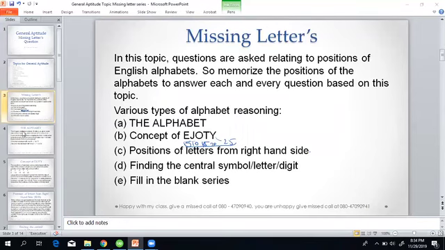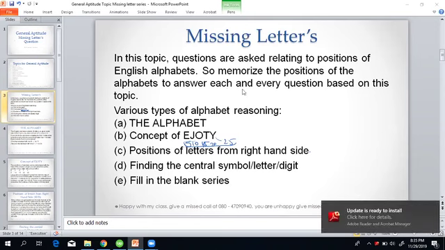Okay, now let's start with the first. Missing letters questions are based on the positions of the English alphabets. Like we already did the number series, which is based on numbers like perfect squares, perfect cubes, prime numbers, additions, arithmetic and geometric series. Here the missing letters are based on the English alphabets. So we have to remember their alphabetical positions to answer each and every question.